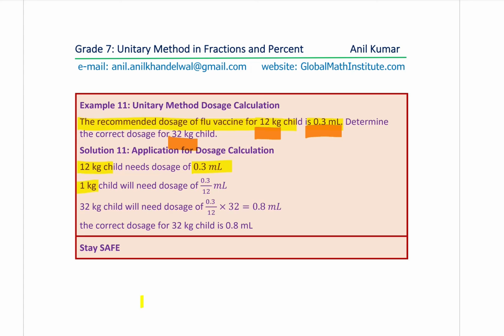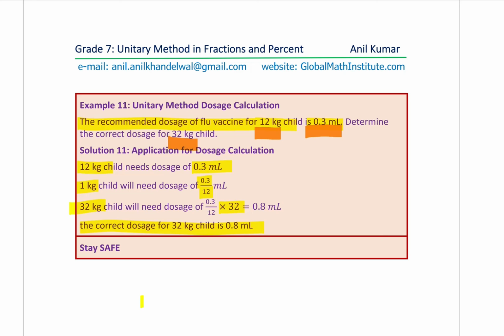1 kg will need 0.3 divided by 12. 32 kg will be that multiplied by 32. Perfect. And then you can simplify and get your answer. Correct? So that is how you'll be doing it. You can now simplify. You get 0.8 milliliters. So the correct dosage for a 32 kg child is 0.8 milliliters.